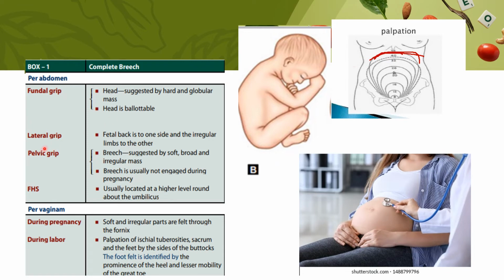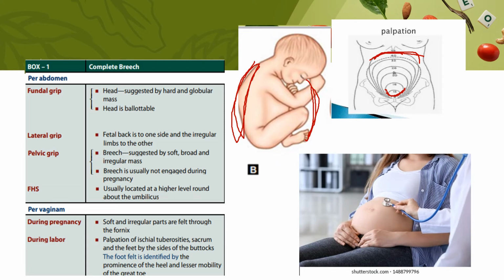Then in the lateral grip, on one side a continuous mass will be felt, that is the fetal back, and the irregular limbs on the other side. This continuous mass is the spinal cord, and the irregular limbs will be felt on the other side. Then the pelvic grip. This part we call the pelvic grip. The next slide I will show you.